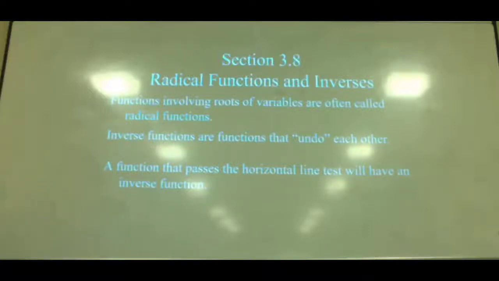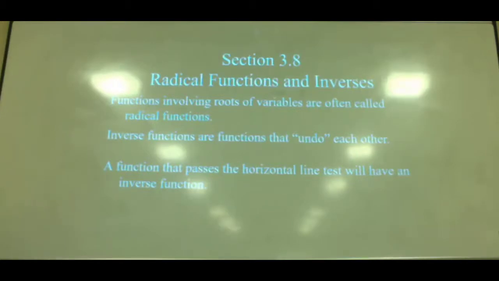So let's go ahead and get started with our last section of chapter 3, talking about two different things: radical functions and inverses. Radical functions are a very small part of this, but they do come up, so we want to talk about that first. And inverses is what the majority of 3.8 is talking about.